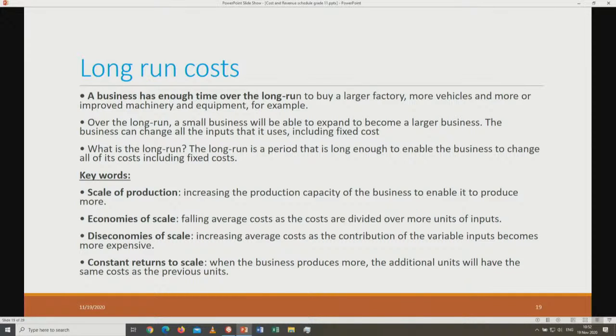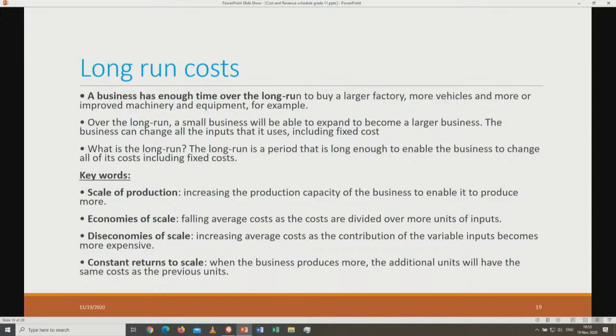What happens when a business is experiencing economies of scale? All your average costs will be dropping, as the cost will be divided over more units of output. So your average cost, that is your average variable cost and your average fixed cost, will decrease. And why are they decreasing? It's because these costs are now divided over more units of output.